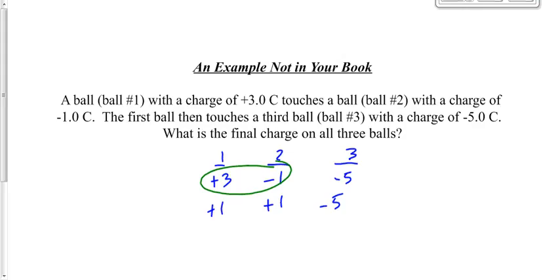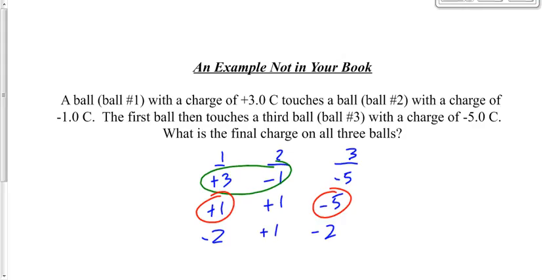Then it says the first ball then touches a third one that's -5. So we've got ball 1 touching ball 3. +1 and -5 gives me a total charge of -4. They're going to balance out to be -2 and -2. What's the second one become? +1. It doesn't change because in this interaction, nothing's happened to it.